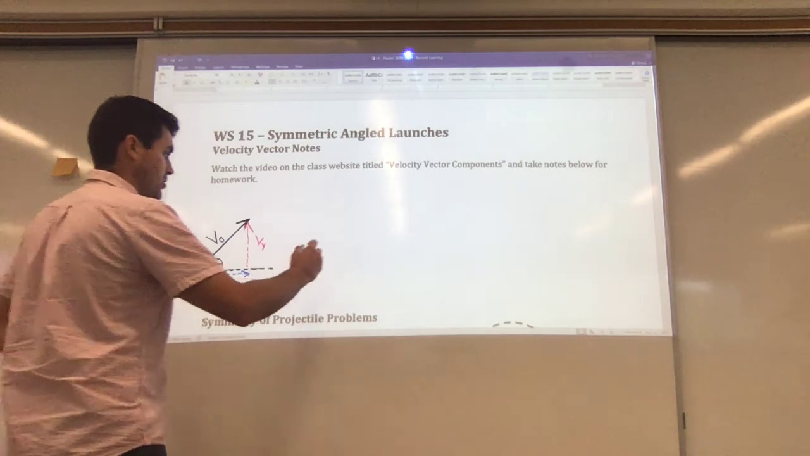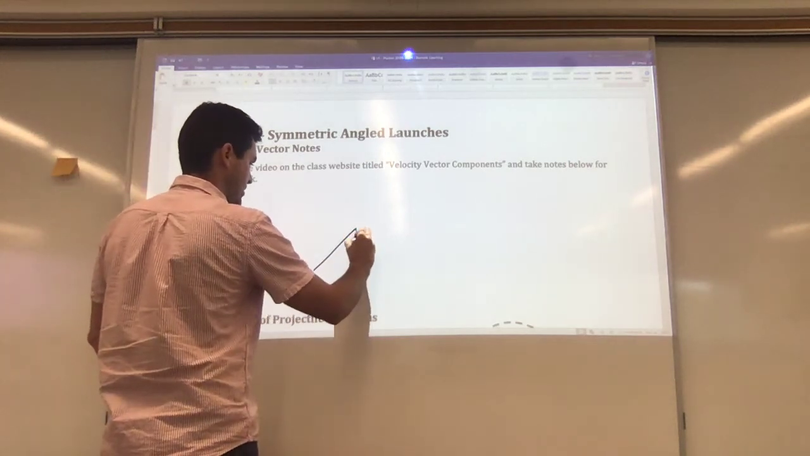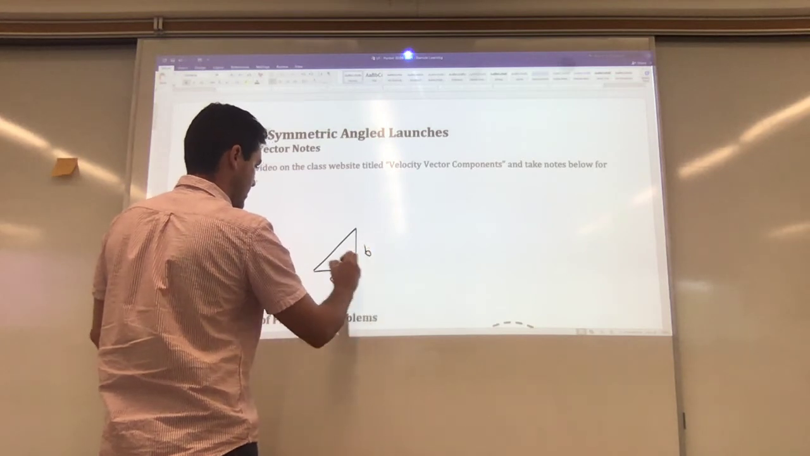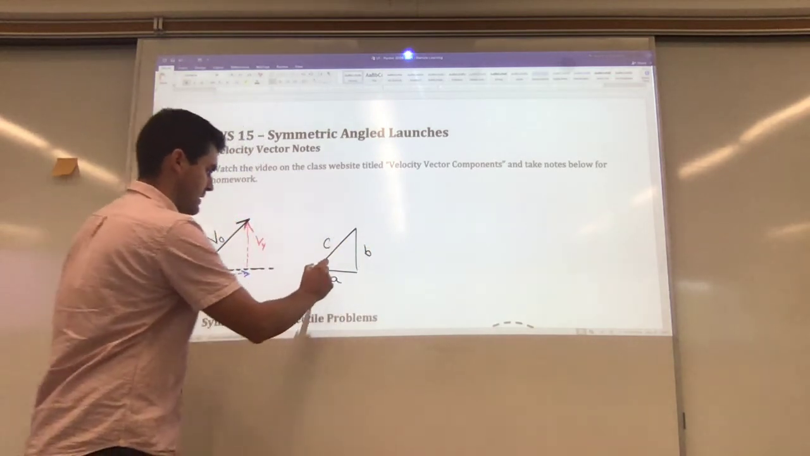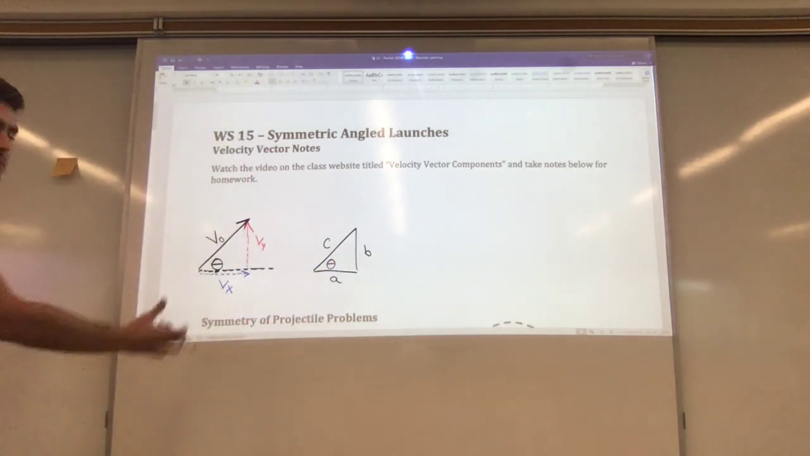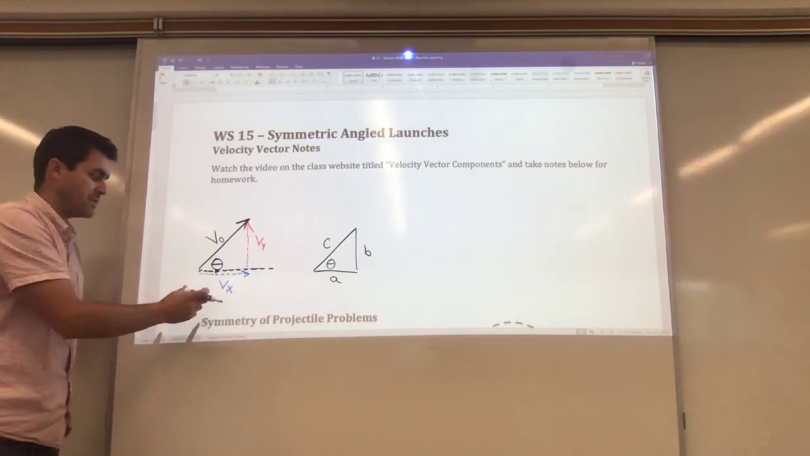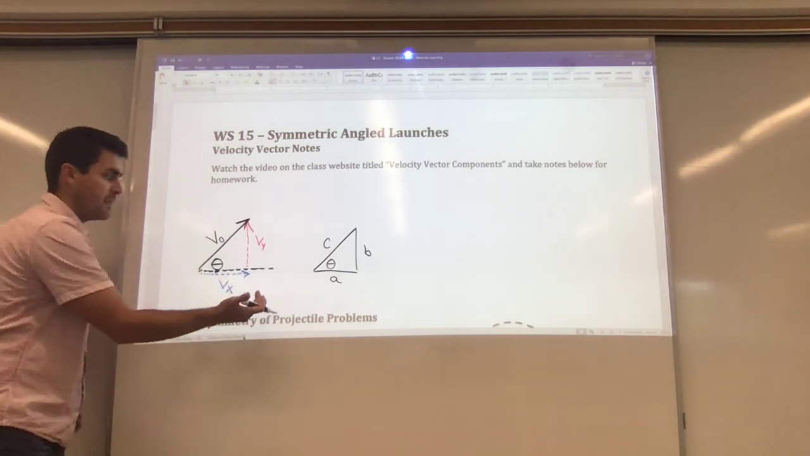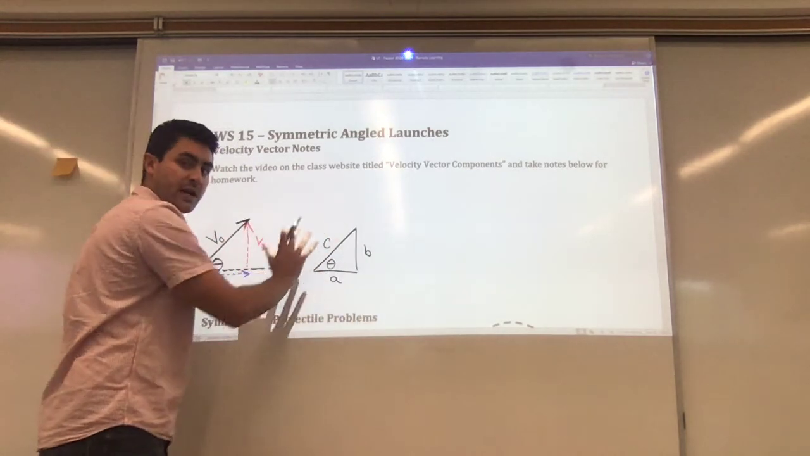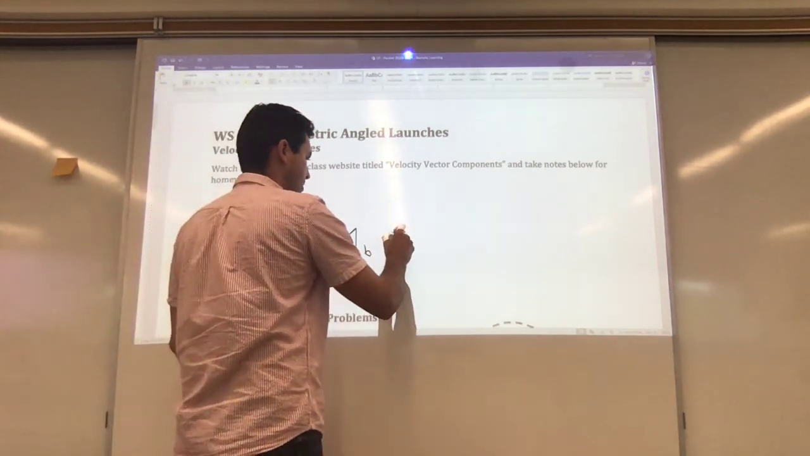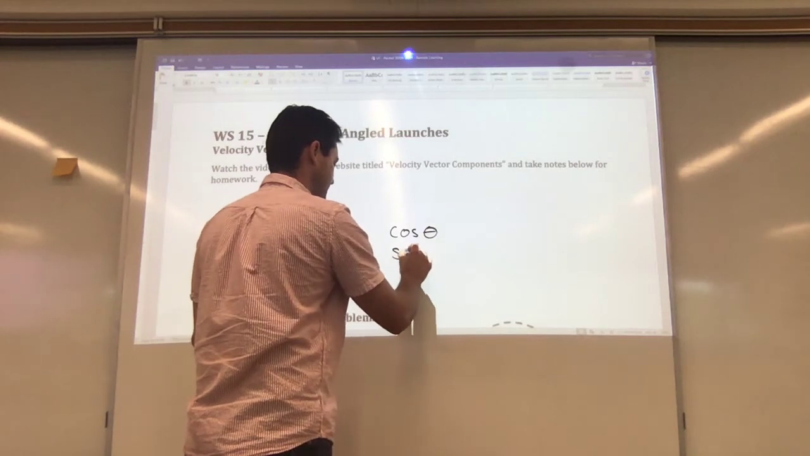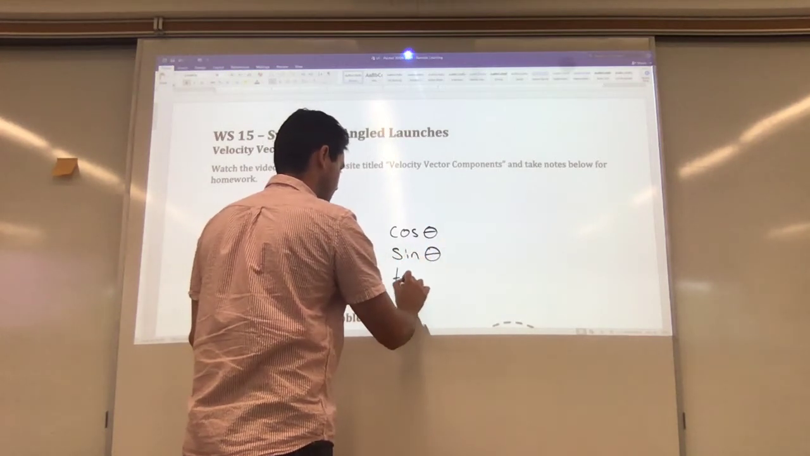Next door to it, I'm going to go ahead and draw a right triangle as if you'd see it in trigonometry. I would call this A, I can call this B, and I can call this C. Here's theta. Well, let's look more closely at how I might use trigonometry to find my initial x velocity and my initial y velocity. If I look at my trigonometry triangle here, I know that I've got three trigonometric functions. The cosine function, the sine function, and the tangent function.